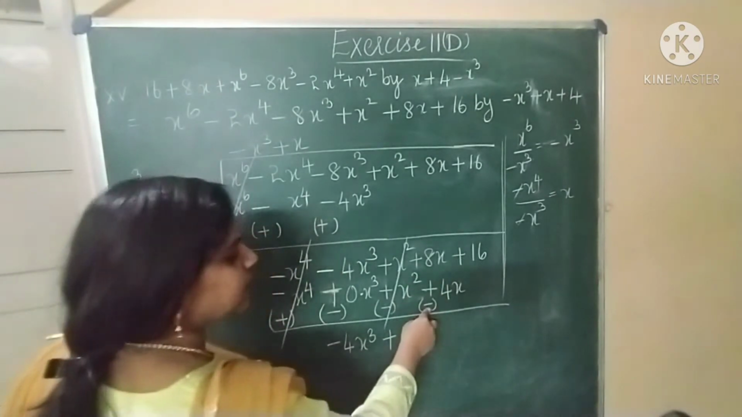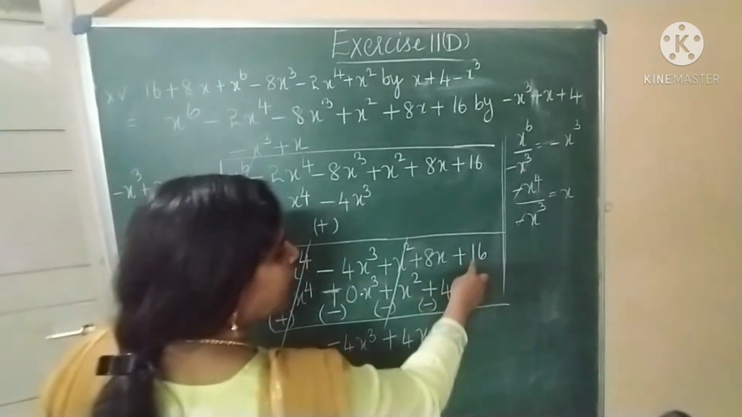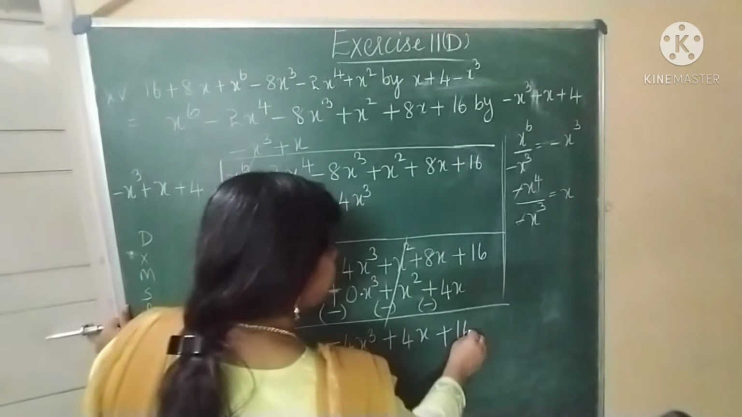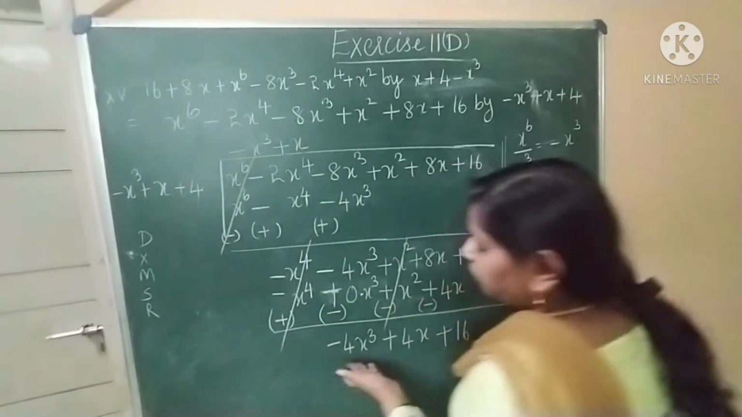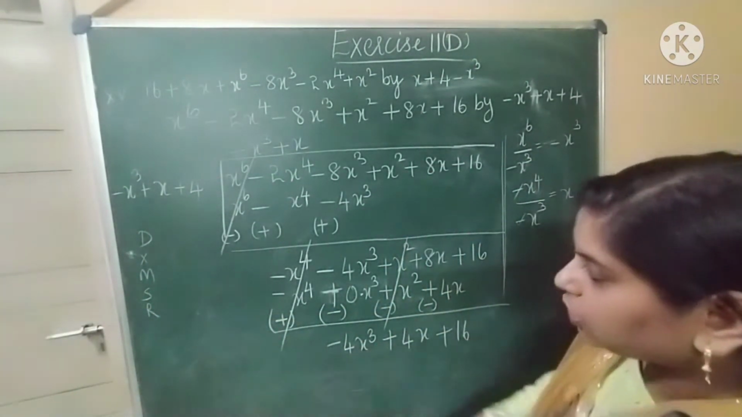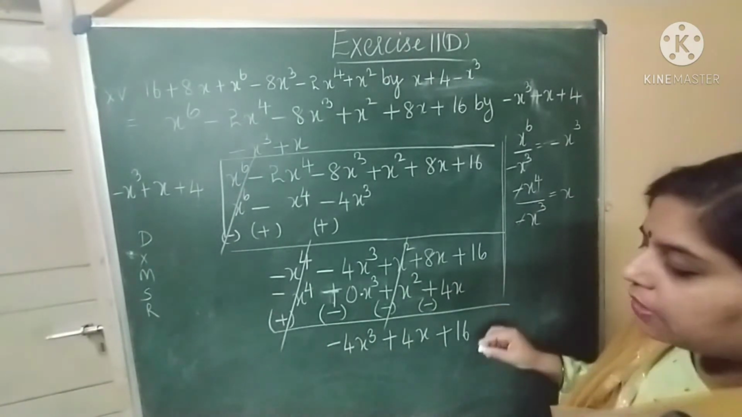Because plus and minus is subtraction. 8 minus 4 is 4x, and the remainder plus 16, bring as it is. Again, if you observe, the remainder is not 0, so we will continue with the division until we get the remainder as 0.